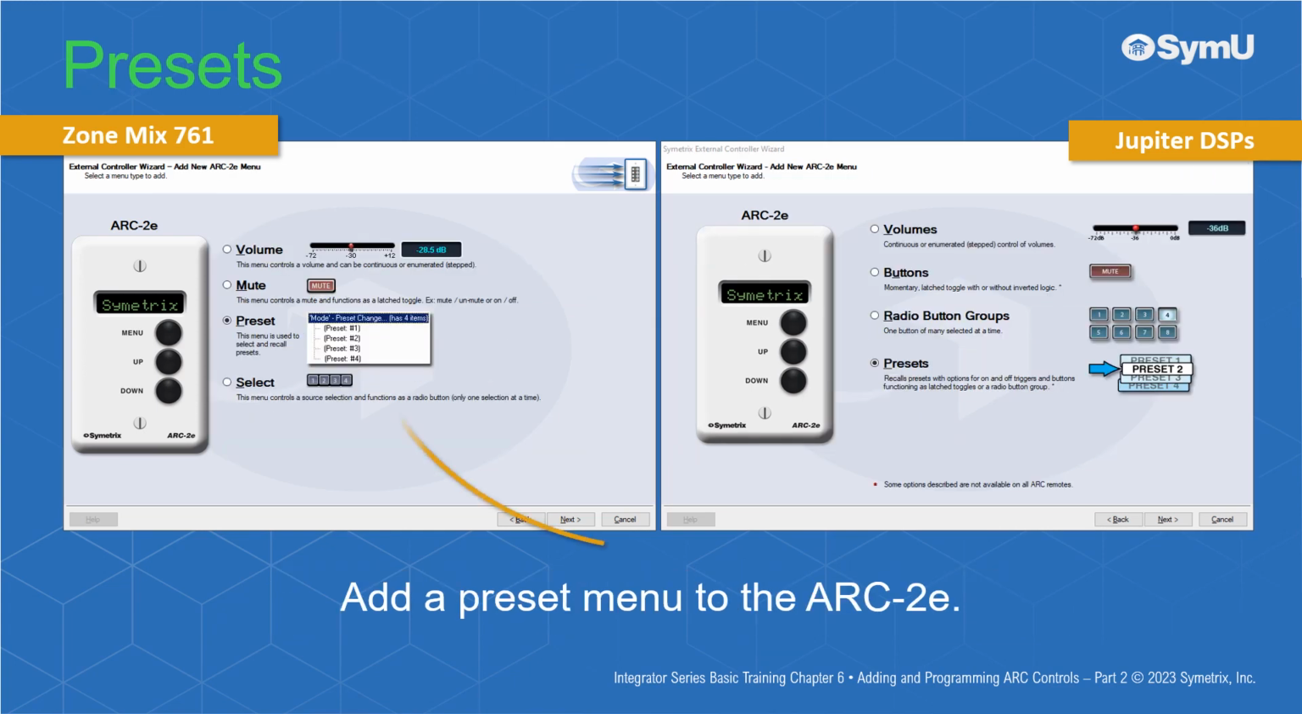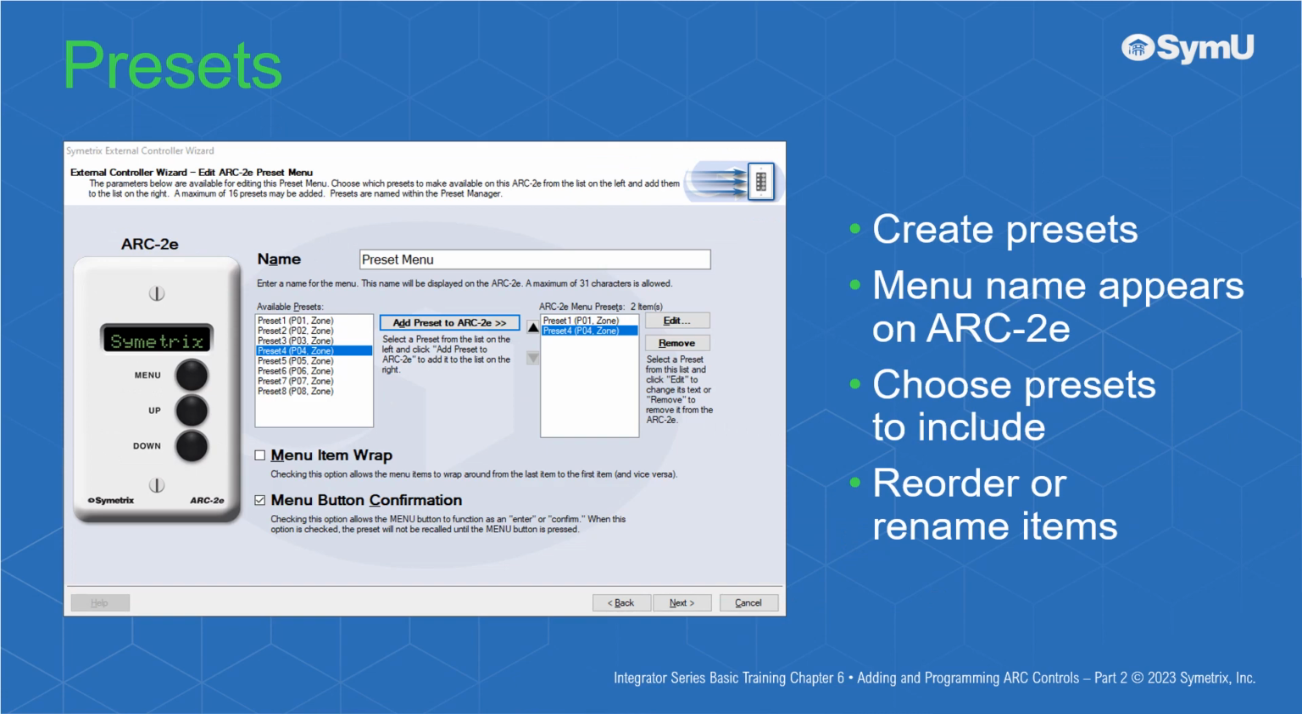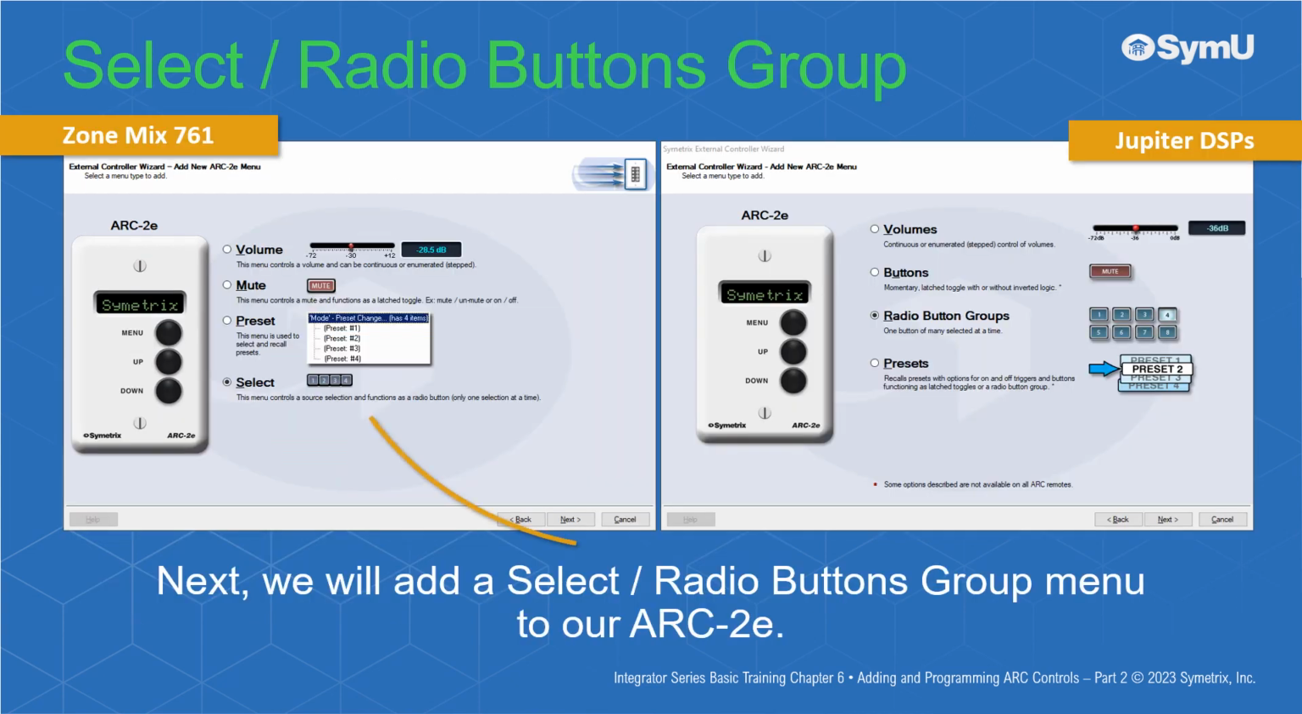Next, we will add a preset menu to our ARC-2e. It's important to note that in order to create a preset menu, you must first store some presets. Give your preset menu a name. This name will appear on the ARC-2e's display. Then, you may choose which presets you wish to appear in the preset menu as well as reorder or rename the items. Next, we will add a Select Radio Button Group menu to our ARC-2e.